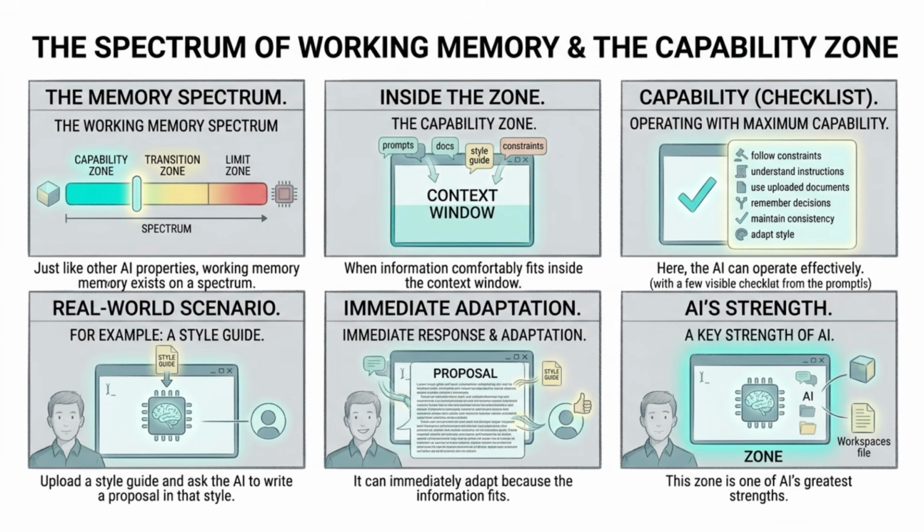When the amount of information comfortably fits inside the context window, the AI operates within its capability zone. In this zone, the AI can effectively understand instructions, follow constraints, use uploaded documents, remember recent decisions, maintain consistency, and adapt to your preferred style. For example, if you upload a short style guide and ask the AI to write a proposal in that style, it can immediately adapt because that information easily fits into its working memory. This is one of AI's greatest strengths.